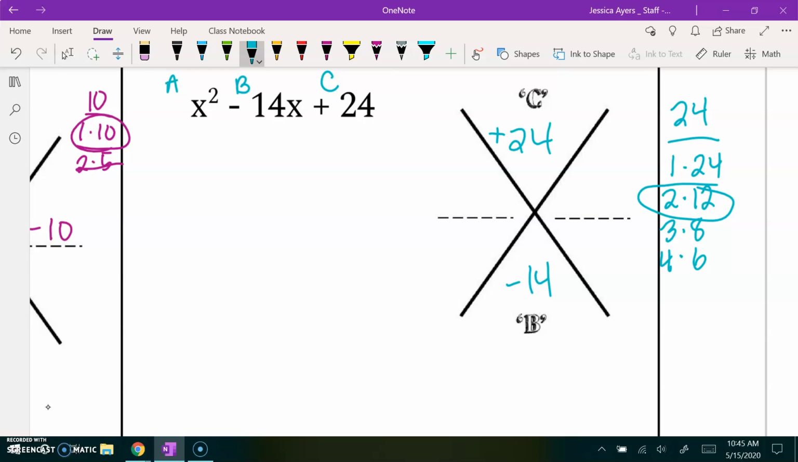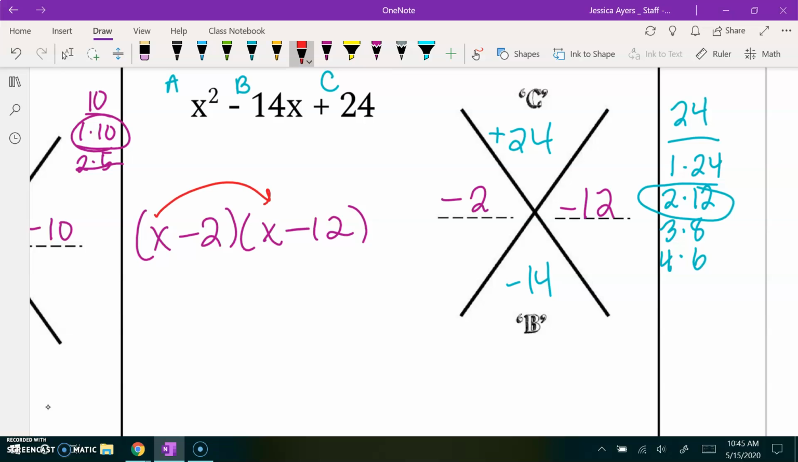So we know that we'll have 2 and 12, but positive 2 times positive 12 gives me positive 24, but also positive 14. So it needs to be negative 2 and negative 12. So x minus 2 times x minus 12.